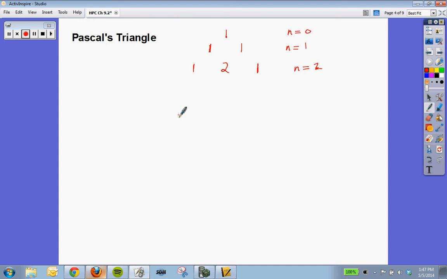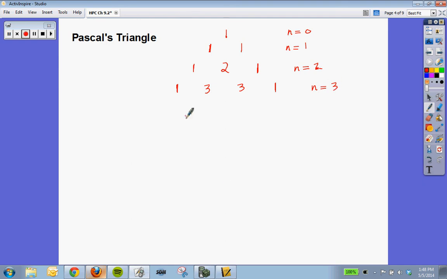So let's think about n equal 3 now. Okay, so I look at the 1 and the 2, add up 1 and 2, and that gives us a 3. 2 and 1, that gives us a 3 there. And then the numbers on the outside here, we're going to have a 1 here, and then a 1 over here. And that's for n equal 3.